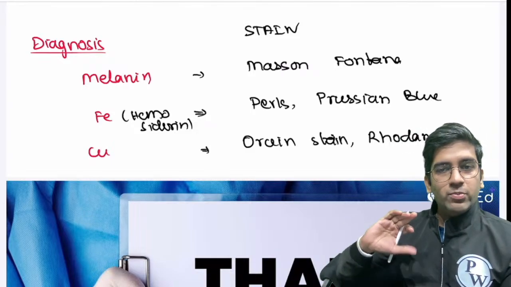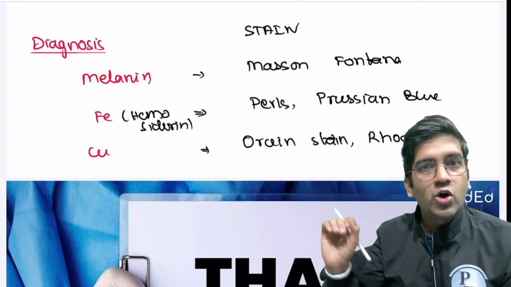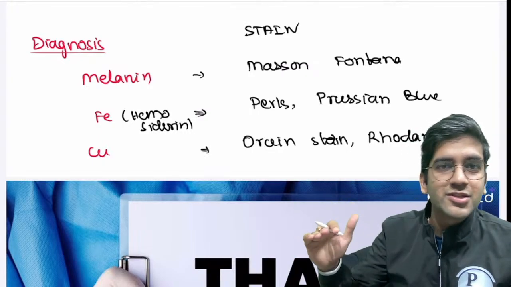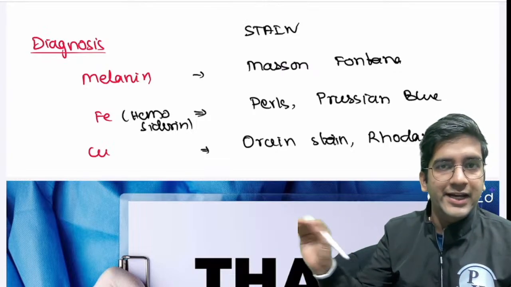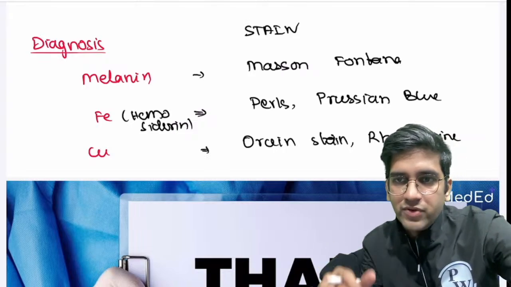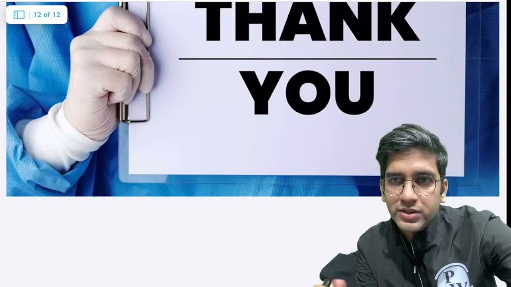Fine. So by applying these stains, I can easily say whether it's copper, iron or melanin. So it helps to easily diagnose whether it's Wilson's disease, hemochromatosis or a melanoma. Just for the sake of it, I can use them for diagnosis. Fine. That's about today's lecture. If you have any queries, do let me know. If I missed some of them, I'll definitely reply to it.